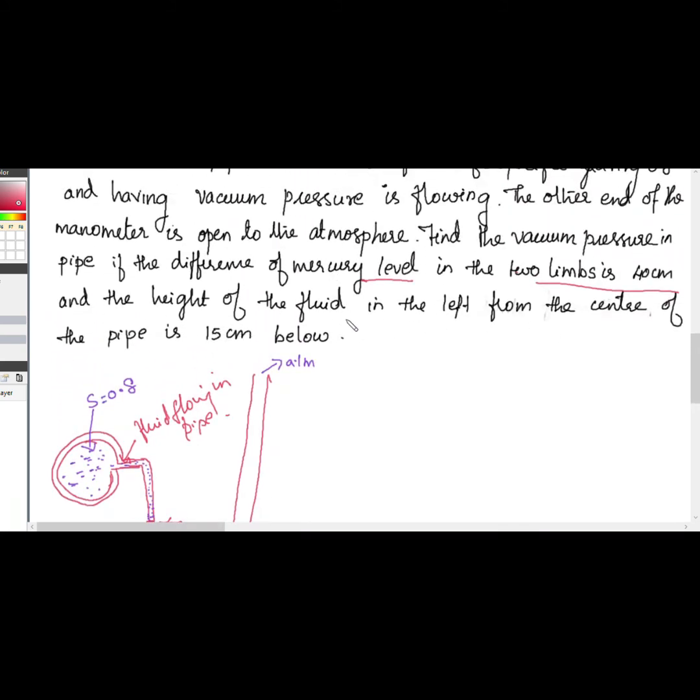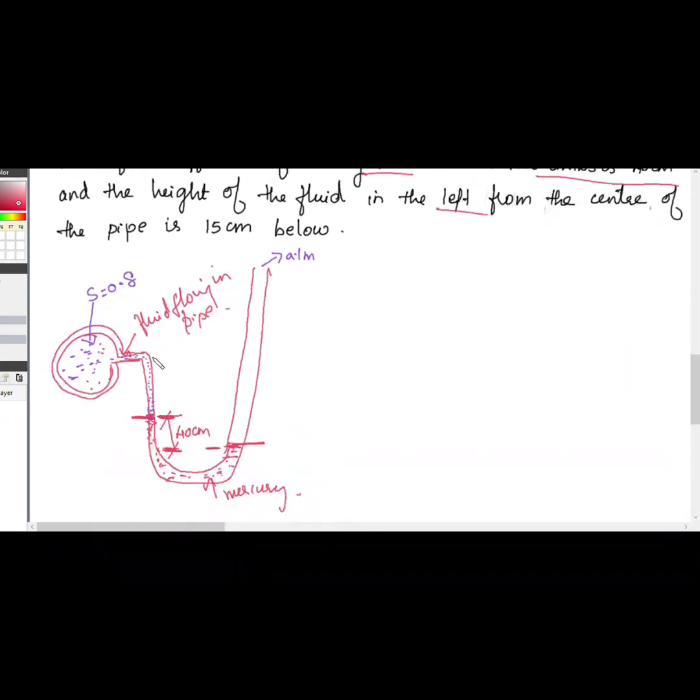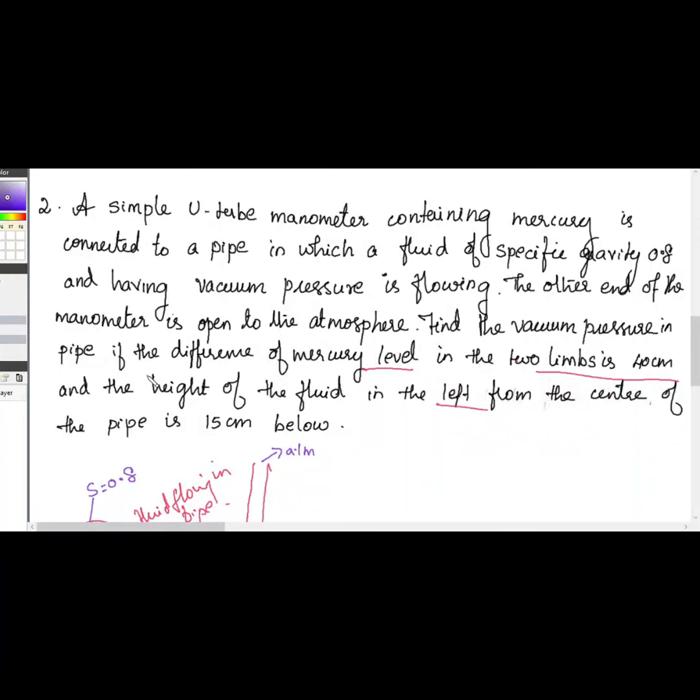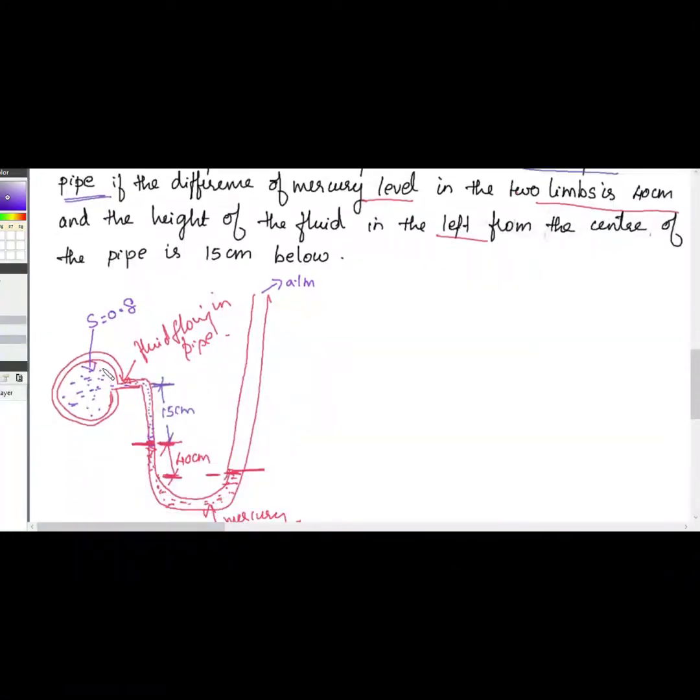Now, the height of the fluid in the left limb from the center of the pipe is 15 centimeter below. So this height is 15 centimeter. So we need to find the vacuum pressure in the pipe. We need to find what is the pressure in the pipe.